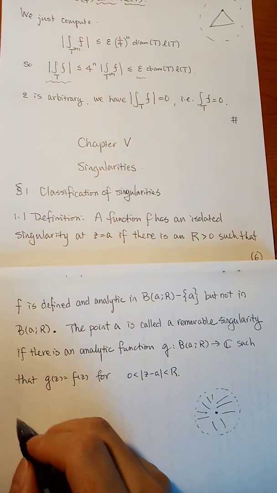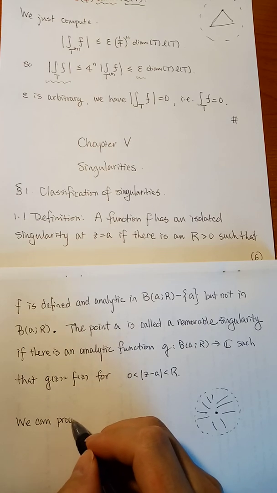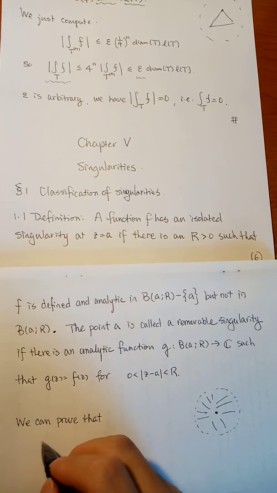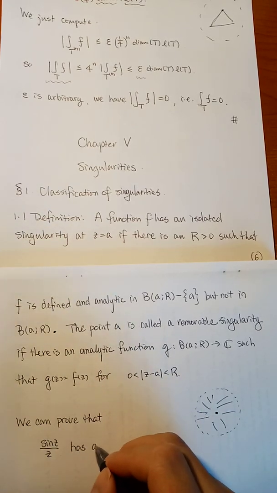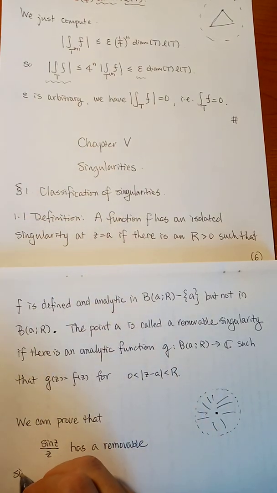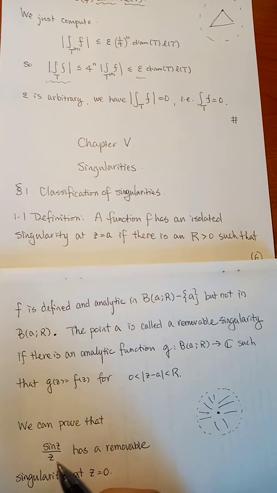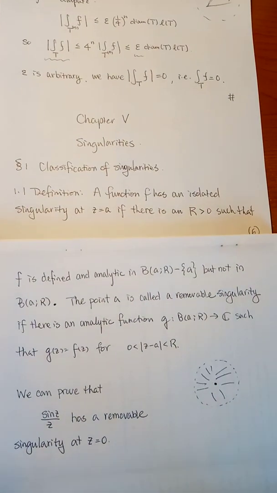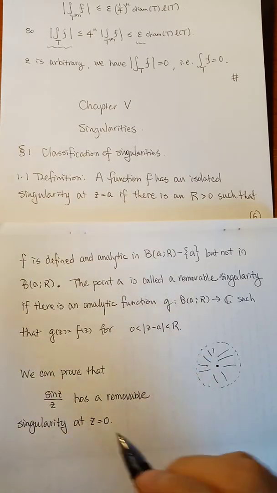So we can prove, as an example, that sine of z over z has a removable singularity at z equal to 0, because this one has a limit. Remember that from calculus we know that sine z over z has a limit of 1 at 0. So it's removable.